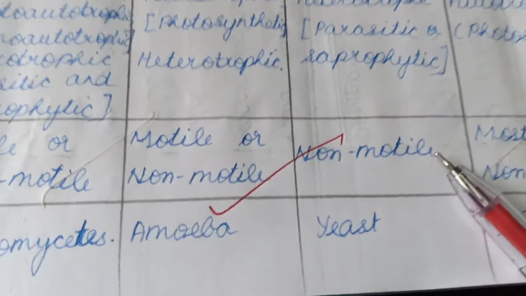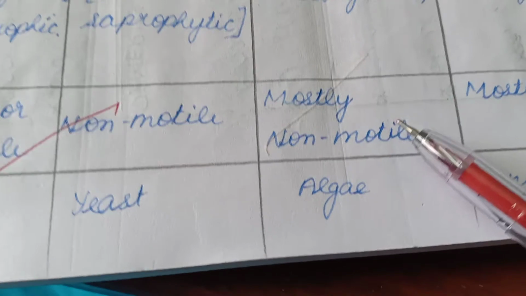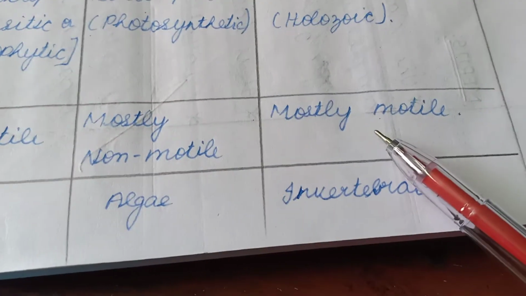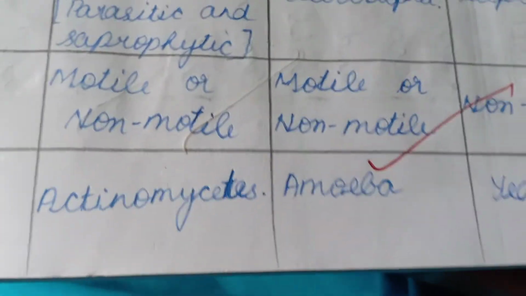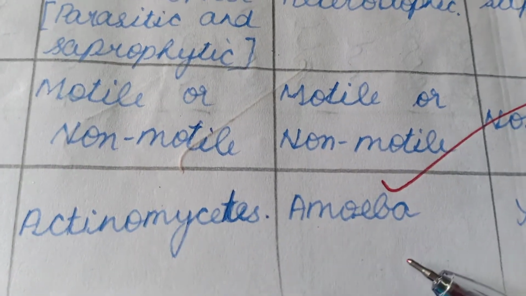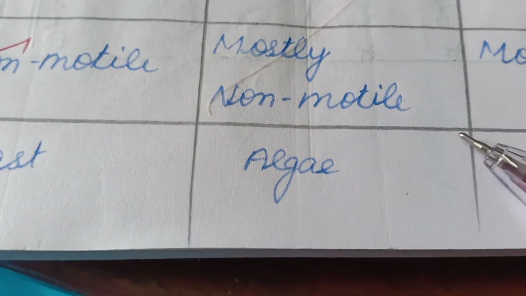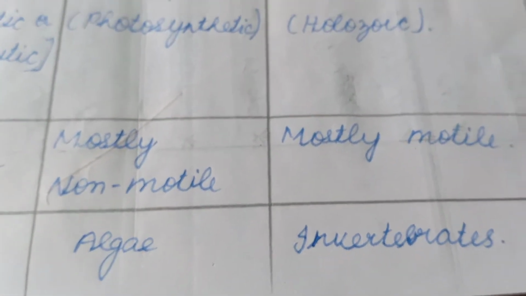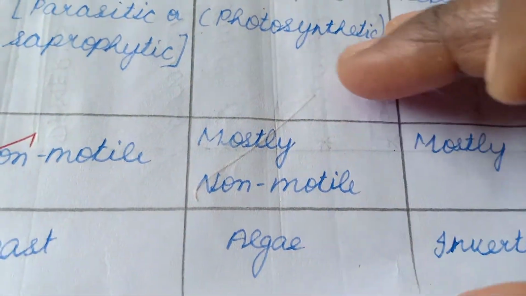Sometimes they do not move. Fungi are non-motile, plantae are mostly non-motile, and animals mostly move. And for organisms, they have given actinomycetes for Monera, amoeba for Protista, yeast for Fungi, algae for Plantae, and invertebrates for Animalia. All the animals come here, and you can even write dog, monkey, cat and all. So this is the 5 kingdom classification.